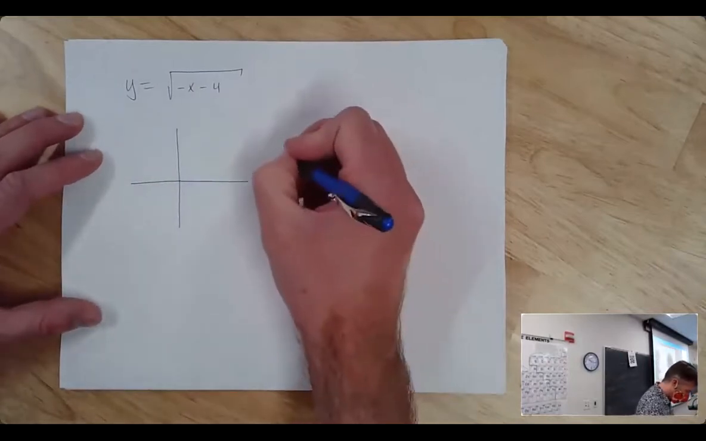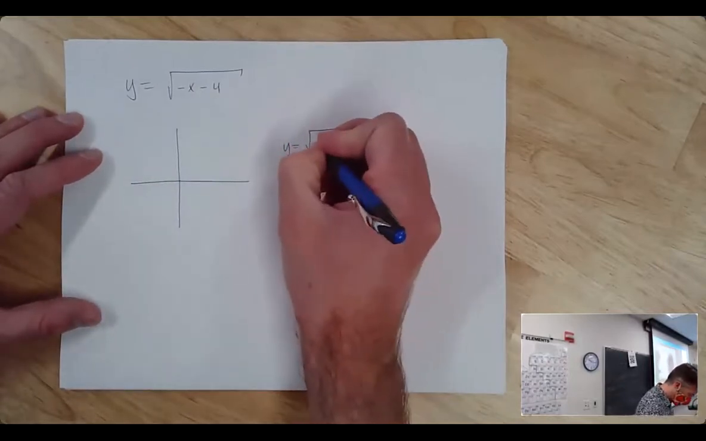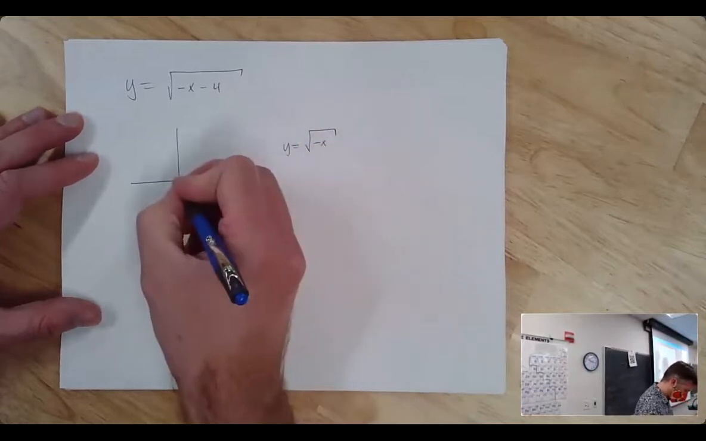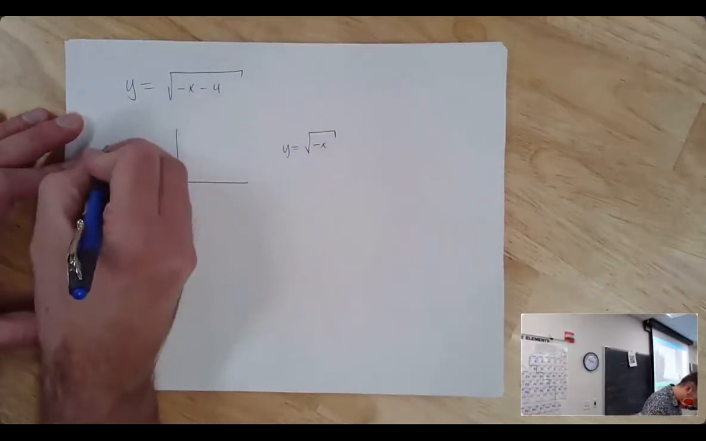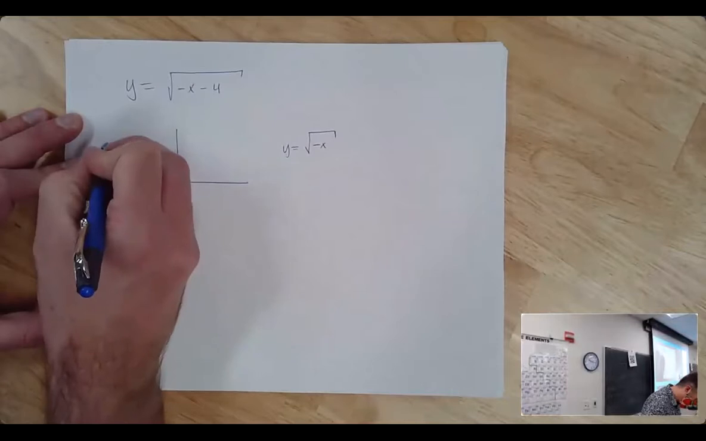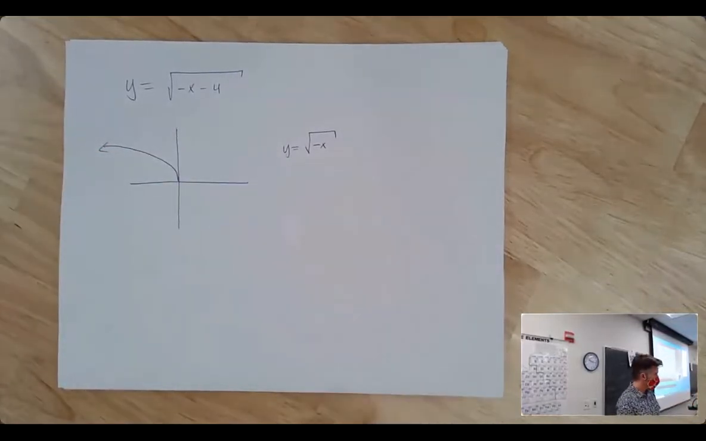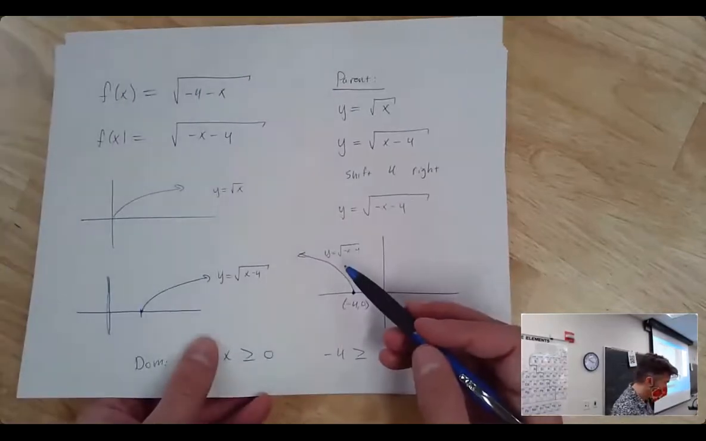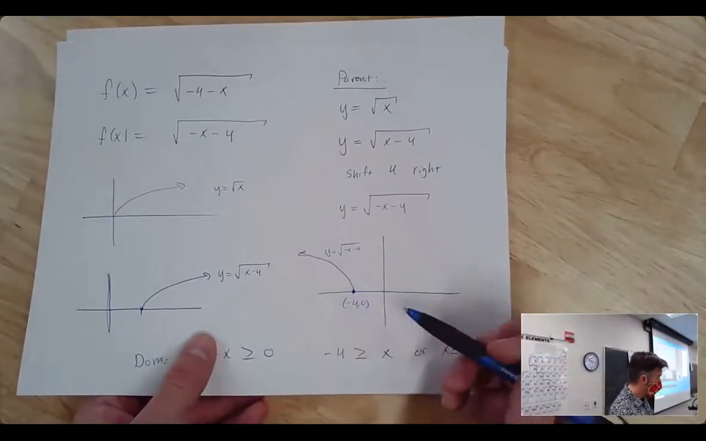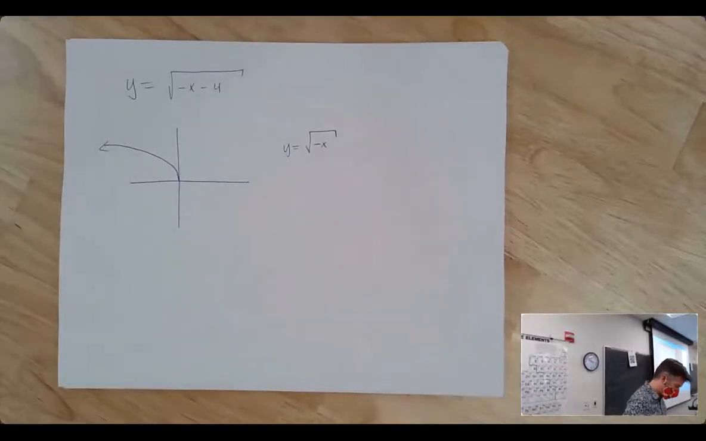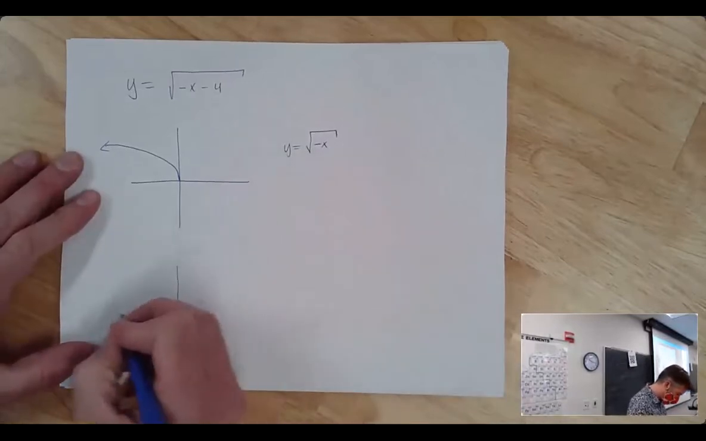I'm going to do the reflection first. I'm going to reflect it that way. So there's my square root of negative x. And then I want to do the shift. Now I know what it's supposed to end up looking like. I should end up shifting it 4 to the left. My brain just doesn't want to see how to get there.